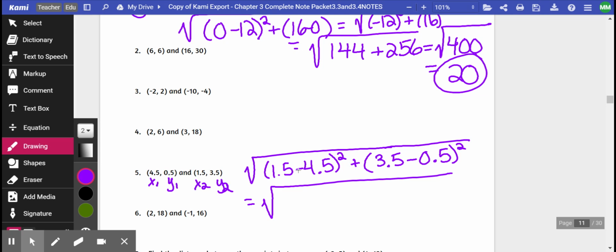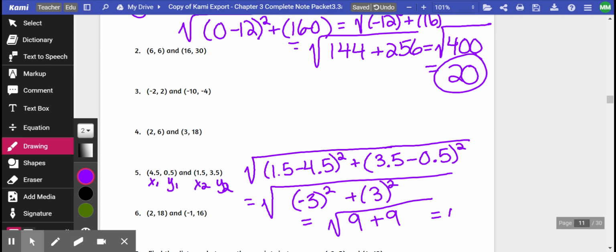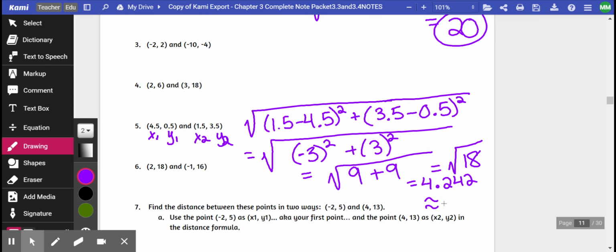Okay, when I find the difference between these, I get 3 and 3. Technically this one would be -3, but it'll be okay when we square it, it'll go away. So we have 9 plus 9. So I'm going to take the square root of 18, which is 4.242. So we'll say about 4.24. So with the decimals here, it didn't even make it that tricky of a problem.